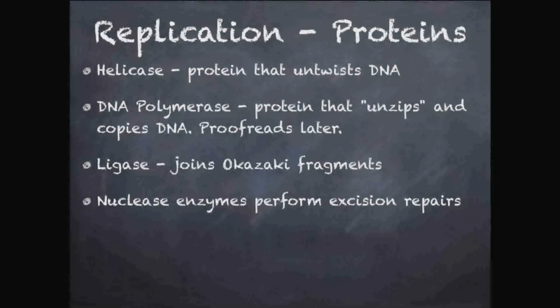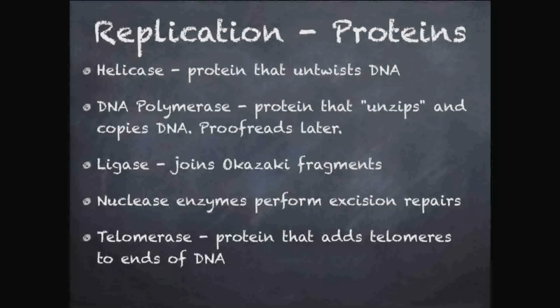And then nuclease enzymes basically cut out mistakes. They perform excision repair. So when there's a mistake, which happens, everybody makes mistakes, so does DNA polymerase. These nuclease enzymes will come and cut out the mistakes and replace them with new ones. And that's called excision repair.